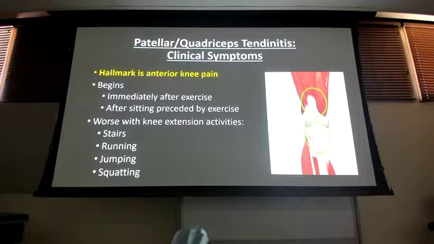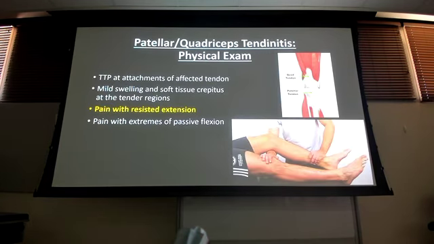Worse with knee extension activities, well, that makes sense. It's the extensor mechanism. They have pain when they extend their knee. There we go. That's what we're talking about. Right? So that is important to understand. If they describe an extension of the knee activity, you've got to be able to pick that up. Okay? All right.